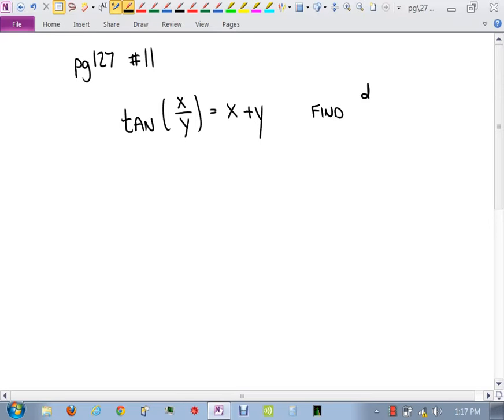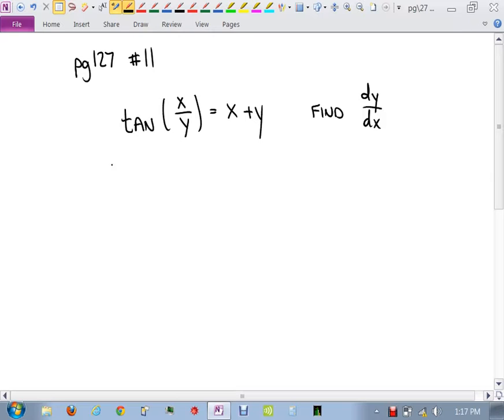So this is page 127, number 11. We have tangent of x over y equals x plus y, and you're supposed to find dy dx. That means that we treat x like our independent variable, and y like it depends on x. So anytime we take the derivative of x, it would be 1, but anytime we take the derivative of y, it would be y prime.